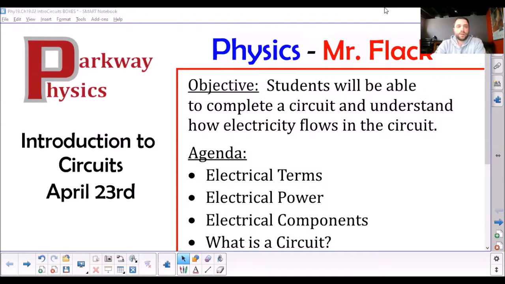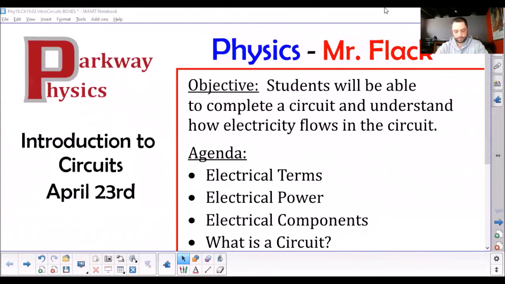Okay, so Intro to Electrical Circuits. This is just kind of a brief overview. I just want to give you a sense of something that's applicable to real life. So we're going to talk about some electrical terms, electrical power, electrical components, and what a circuit looks like.